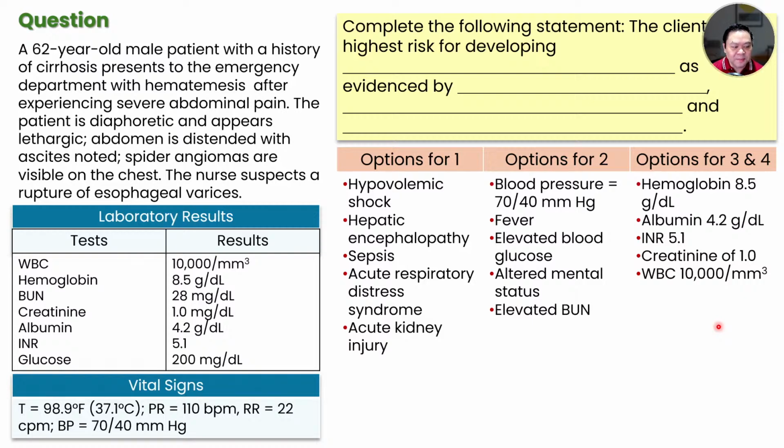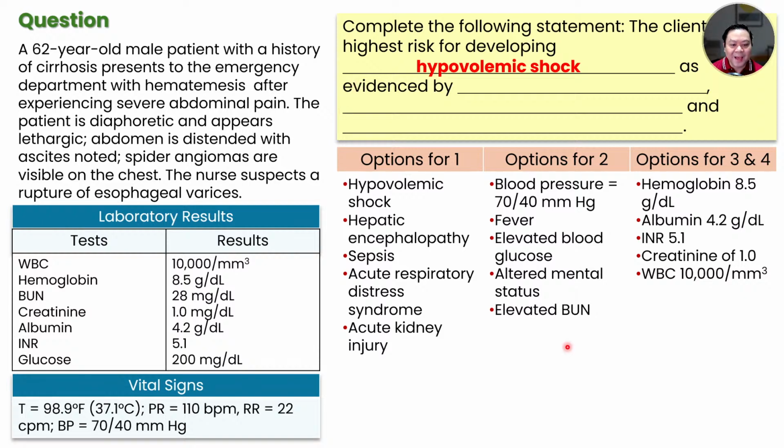So basically, to the patient's scenario, what do you think would be the risk for this patient? Well, this is actually going to be the hypovolemic shock. We know that the patient is experiencing significant blood loss because of the rupture of the esophageal varices, which can lead to the hypovolemic shock. And the patient's lethargy, where is that? Okay, that, along with the diaphoresis, these are signs of inadequate perfusion.